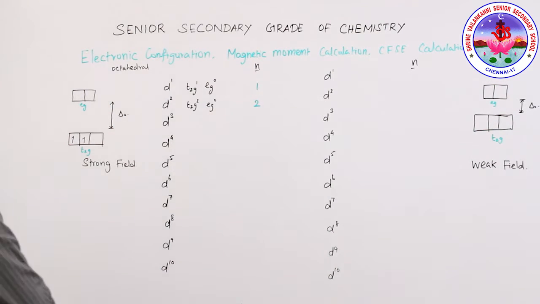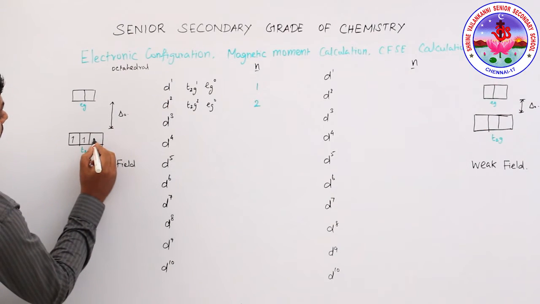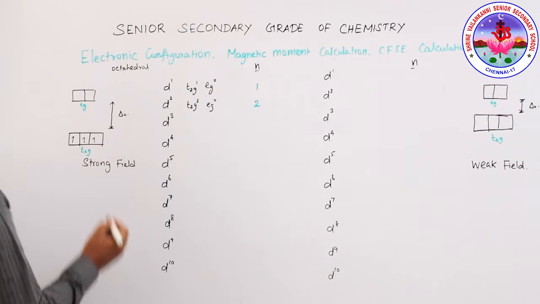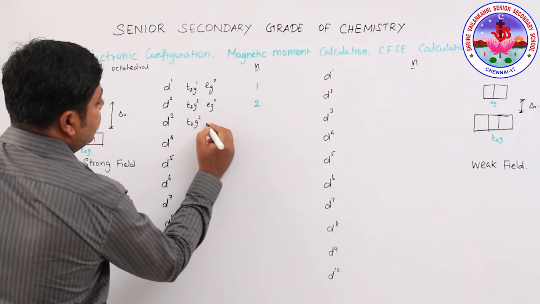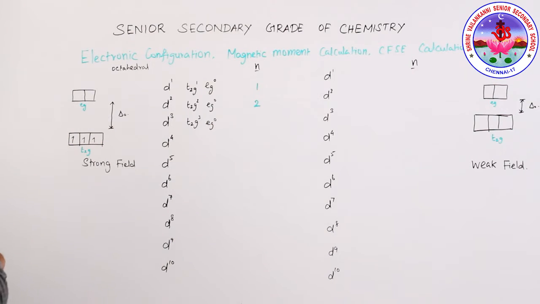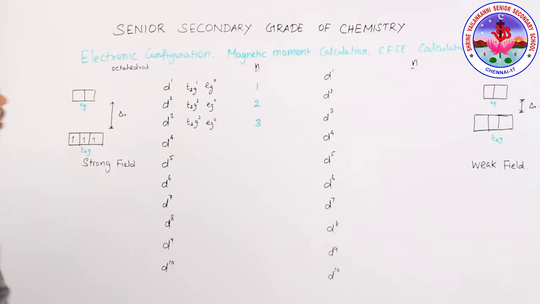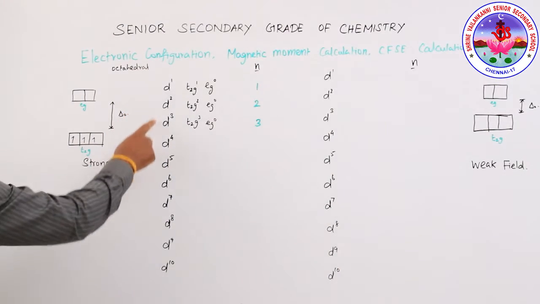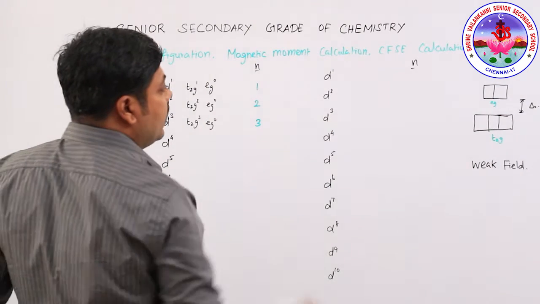Then write the D3 system. D3 means the third electron enters the next subcell. So, here T2g 3 Eg 0. Here also, how many unpaired electrons? 3. Look at this, up to D1, D2, D3, the electronic configuration never changed.